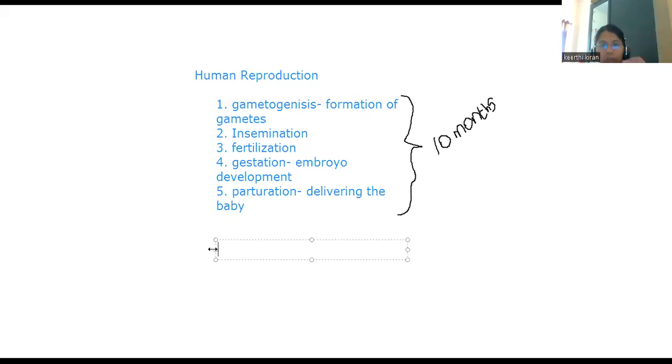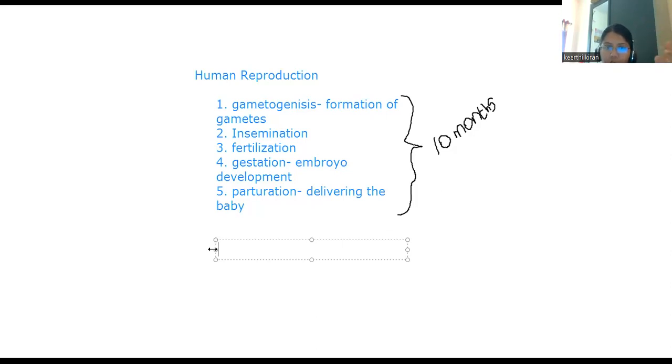So first comes gametogenesis, the formation of gametes. Once the male and the female fuse together, insemination happens, which is the transfer of the sperms to the ovum and the fusion of those two. Once insemination happens, fertilization also takes place, when the sperm and the egg fuse together and the gametes have formed.